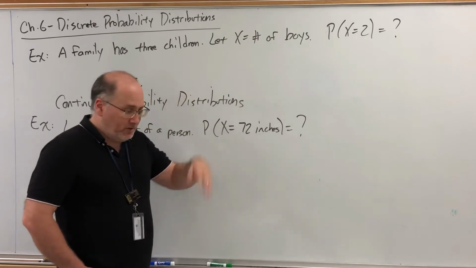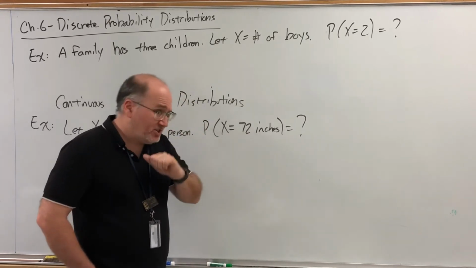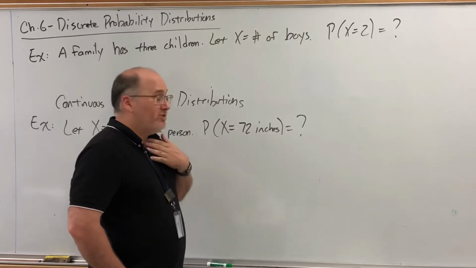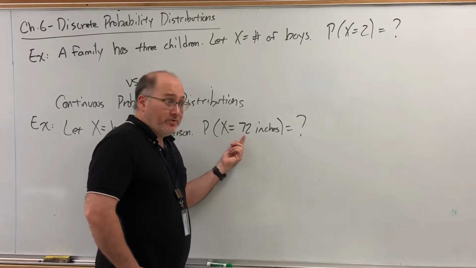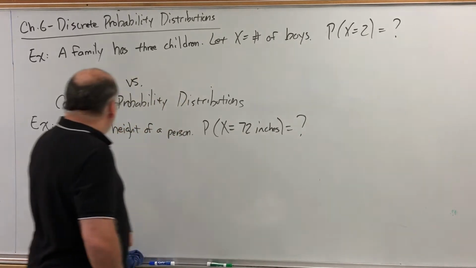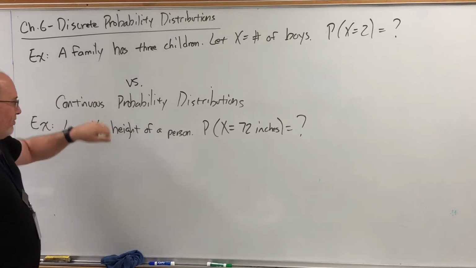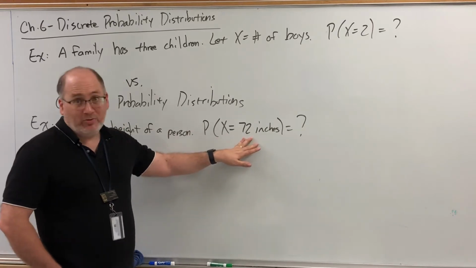I'm 6 feet tall. Well, are you exactly 6 feet tall? Are you sure you're not 6 feet and 1/2 inch, or 72.00001 inches? The truth is, and we'll talk about this when we get to Chapter 7, in a continuous probability distribution, the probability that you're exactly some value is always 0.